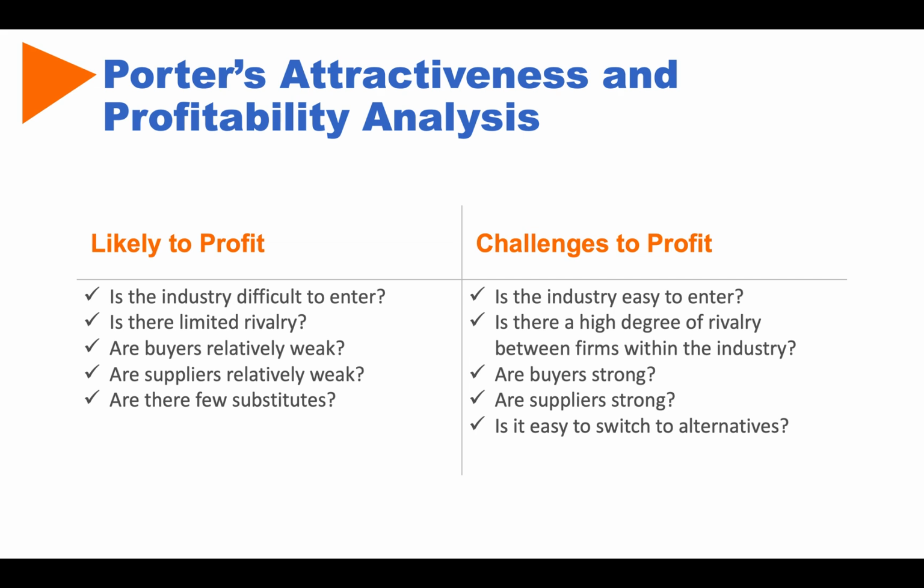You don't have as many competitors. Are buyers and suppliers weak? That's good for you as an organization. Few substitutes is even better because your customers can't go anywhere else. Challenges to profit exist when it's easy to enter the industry, and we have a high degree of rivalry. The buyers and suppliers are strong, and it's very easy for the customer to switch to other alternatives.